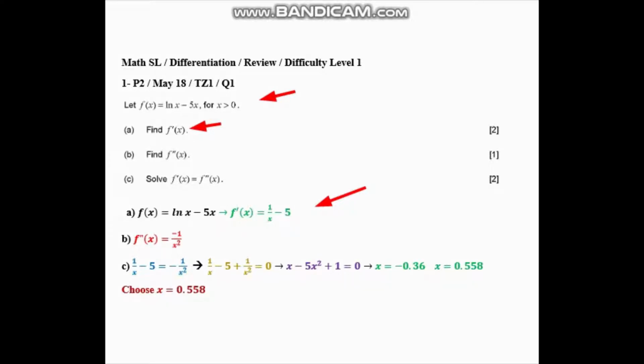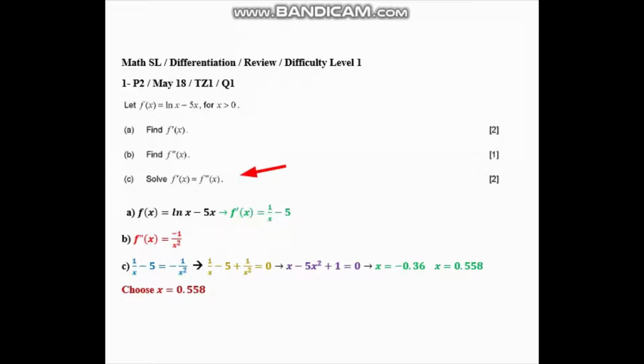Next, you are asked to find f double dash of x, which is found by differentiating this green function right there. And this gives you negative 1 over x squared. Finally, you are asked to solve f dash of x equals f double dash of x, which you can do either manually or using the GDC. So I've done a bit of it manually. These are nice techniques for you to know.